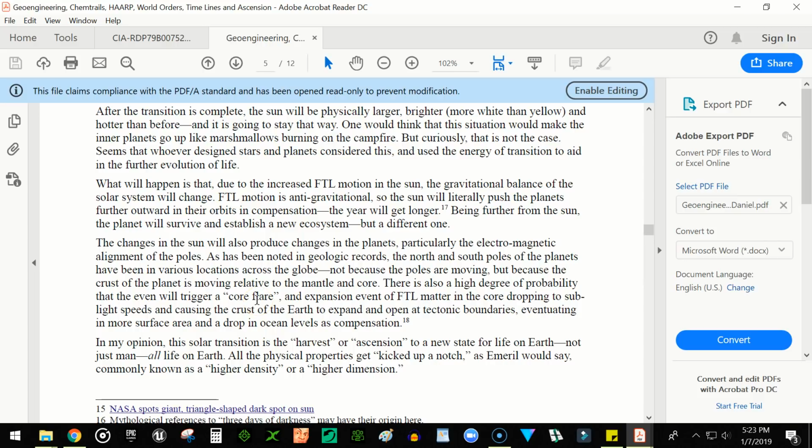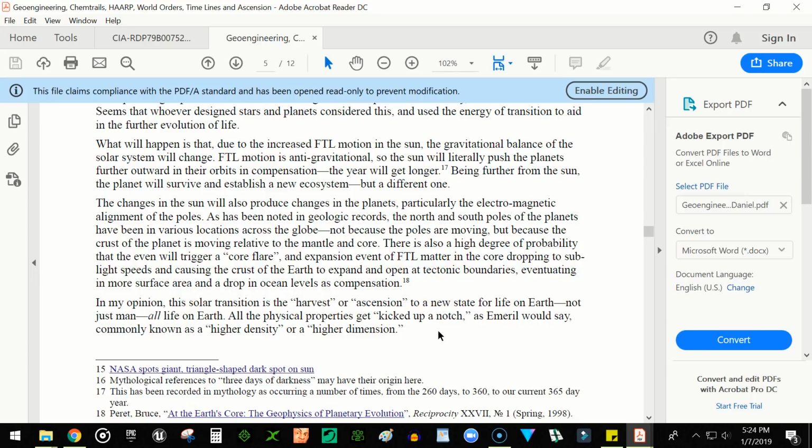There's also a high degree of probability that the event will trigger a core flare, an expansion event of faster than light matter in the core, dropping to sublight speeds and causing the crust of the Earth to expand and open at tectonic boundaries, eventuating in more surface area and a drop in ocean levels as compensation.